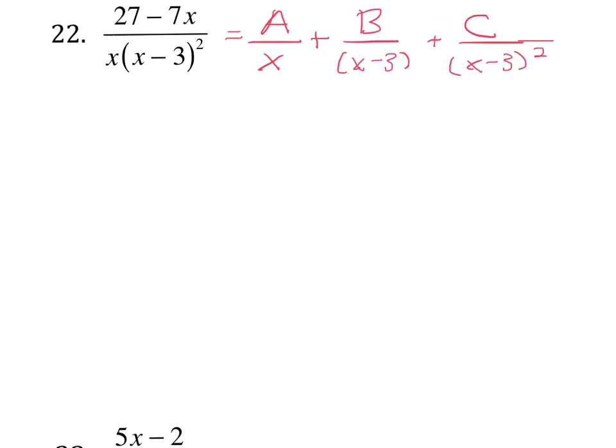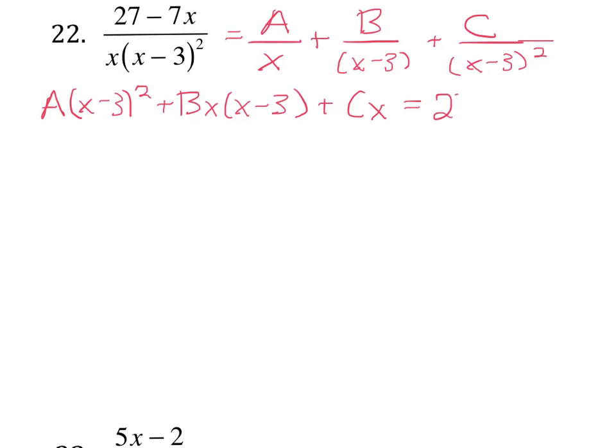So now if I were to add all these fractions together and get a common denominator, I would need to multiply the a by an x minus 3 squared, since it already has an x. I would need to multiply the b by an x and then only one x minus 3 to get to an x minus 3 squared term. And then I need to just multiply the c by an x, since it already has an x minus 3 squared. And that will equal my numerator, 27 minus 7x.